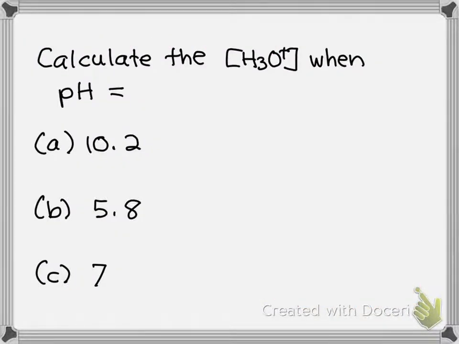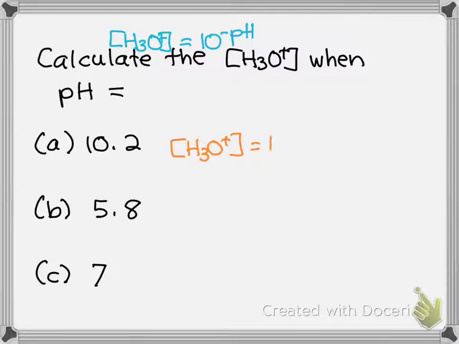Now we have another equation that allows us, well, it's not another equation. Let me rephrase that. When we rearrange our equation to solve for the acid concentration, we get the acid concentration equals 10 to the negative pH. And so given the pH, we can solve for the acid concentration. So on letter A, I would say that the acid concentration is equal to 10 to the negative 10.2.